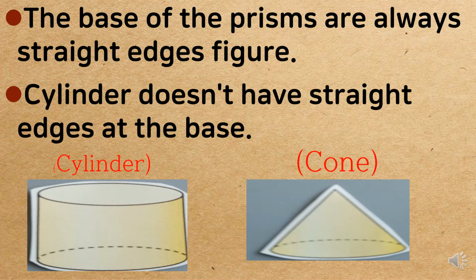The bases of prisms are always straight-edged figures. A cylinder doesn't have straight edges at the base. It has a curved line only.